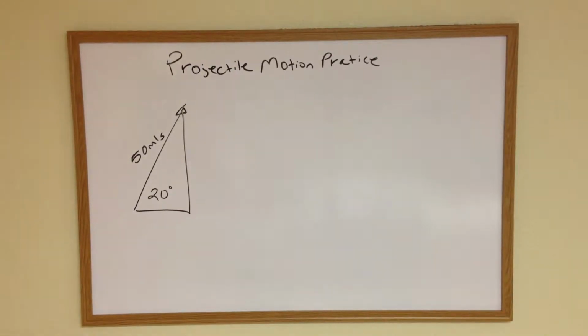Alright, so today we'll be doing a projectile motion practice problem. Let's say some arrow is launched at 50 meters per second, 20 degrees to its horizontal. The first thing I want to do is resolve my x and y components.